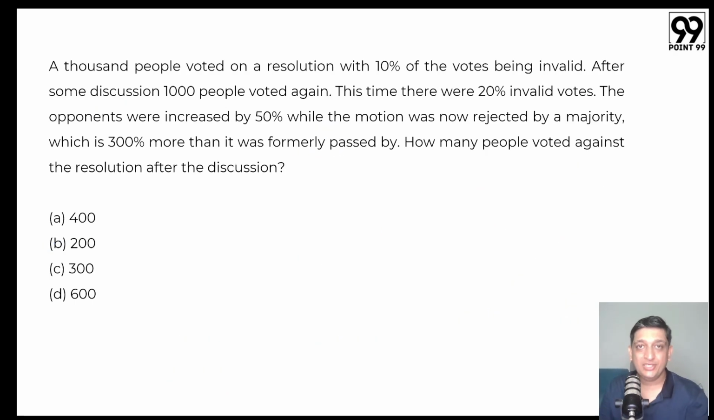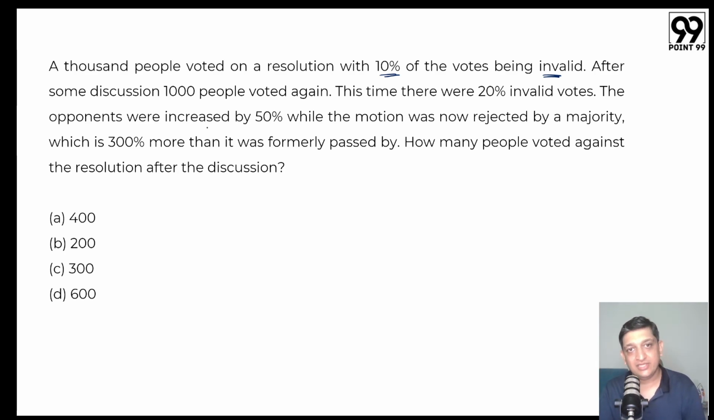Let's look at this question now. 1000 people voted on a resolution with 10% of the votes being invalid. So 10% of the votes were invalid. So if 100 people voted, basically 10 votes were invalid, and only 90 contributed to the entire scenario of who won and who lost and what exactly happened.